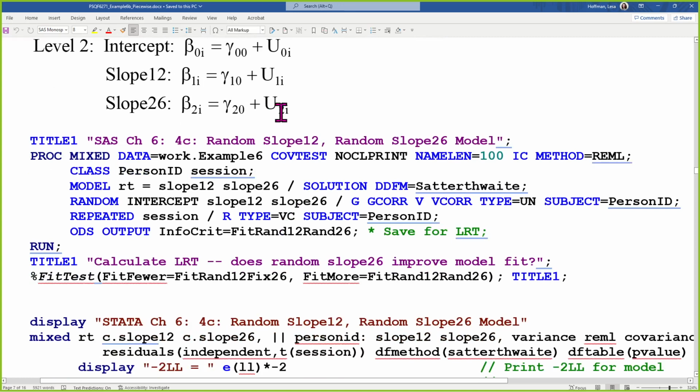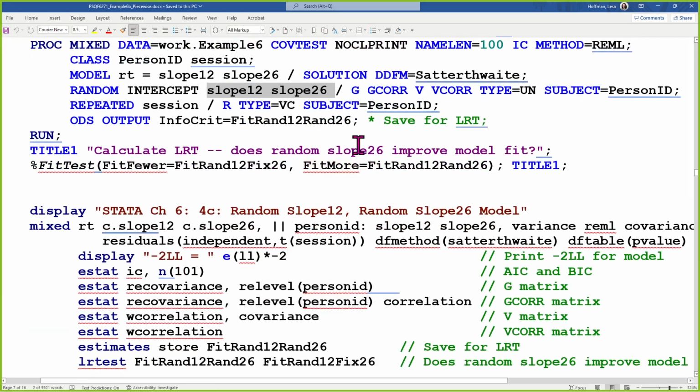How many new parameters are we adding by adding this U2 right here? And don't say 1. 3. It is 3. Because it's the variance of the U2s plus the covariance with the U1 and the U0 that was already there. So now our G matrix is 3 by 3. So slope 1, 2, and 2, 6 on the random line. Likelihood ratio test against the previous model forthcoming.